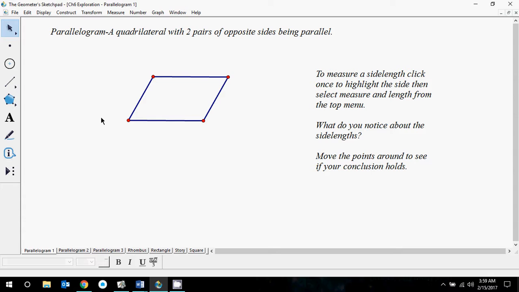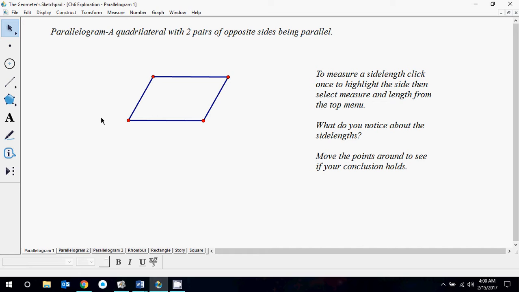Basically, with your blank set of notes that you hopefully have or will be getting soon from the substitute, you'll be walking through this file with your group, looking at some parallelograms, some rhombuses, as you'll notice on the bottom tabs, some rectangles, and then eventually squares. And you're going to be dealing with different properties of those shapes.